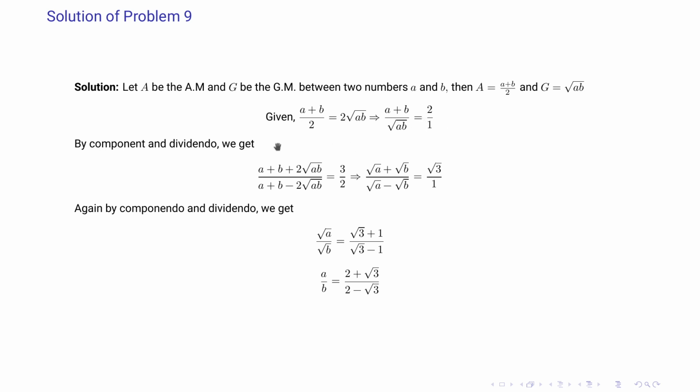Then we do componendo and dividendo. We get (square root of a plus square root of b) by (square root of a minus square root of b) is equal to root 3 by 1. Now we do componendo and dividendo again. We get the final answer as a by b is equal to (2 plus square root of 3) by (2 minus square root of 3).